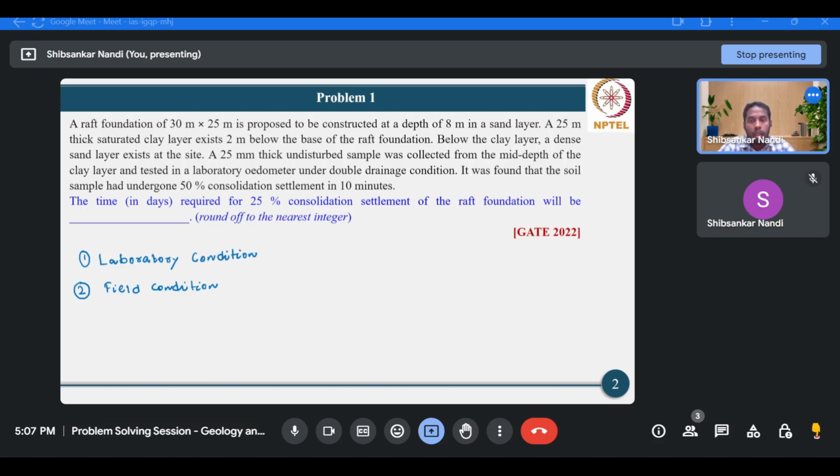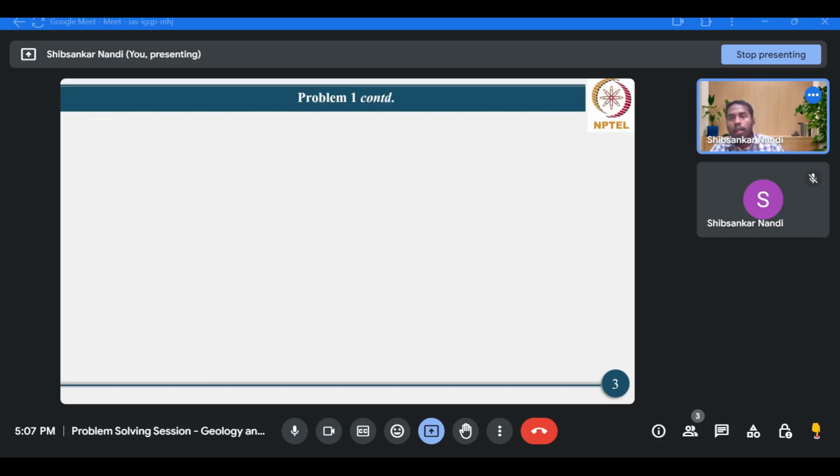Anyhow, we have to extrapolate the laboratory data to the field condition. This is the main objective of this problem. So we'll see how we can extrapolate the data of the laboratory to the field condition. Before that, we'll try to visualize the problem statement, so we'll first draw the problem sketch and then proceed further.